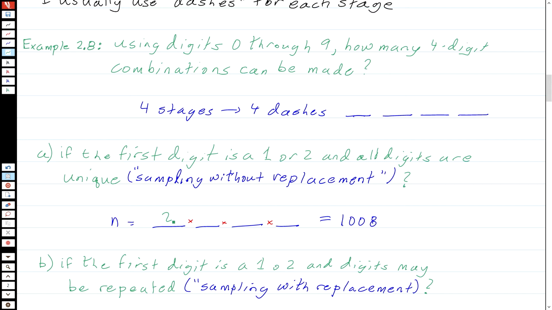Now once I've extracted one of those digits, I have 9 digits left in my pile. So for the next digit there are 9 possibilities. Once I've taken that out, I've got 8 digits left, so I have 8 possibilities for the third digit, and once I've taken that, I've got 7 left for the last digit. And so 2 times 9 times 8 times 7 gives me 1,008 different possible combinations.